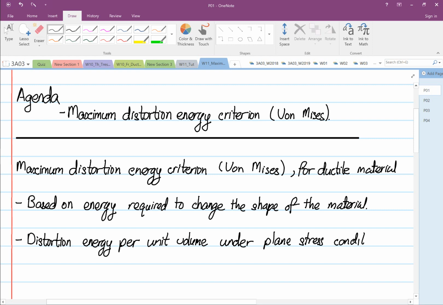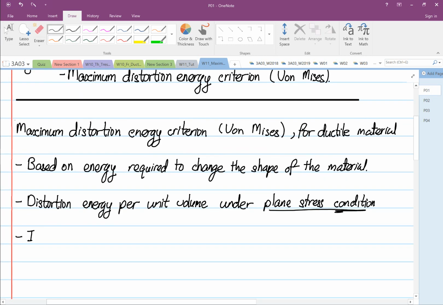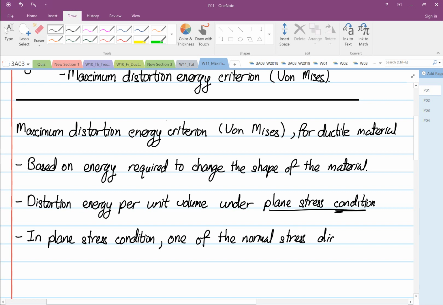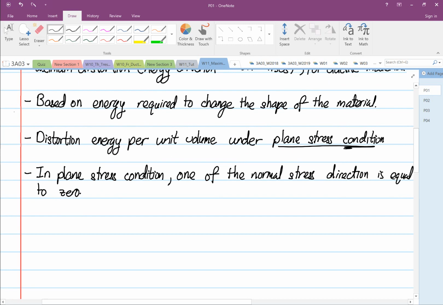So you'll be wondering, what do we mean by plane stress condition? In plane stress condition, okay, one of the normal stress directions is equal to 0. So it is only applicable in plane stress. So distortion energy, UD, is distortion energy.